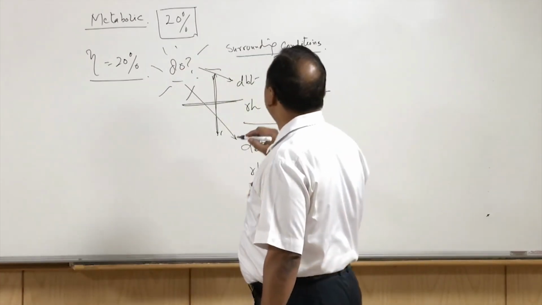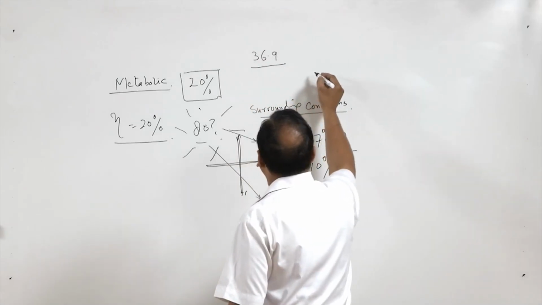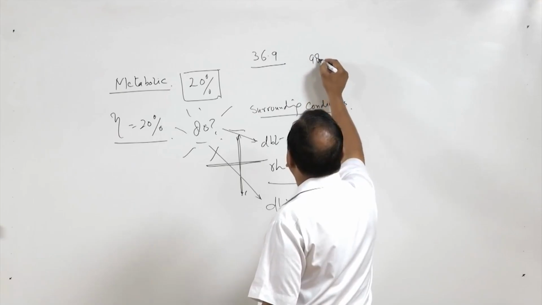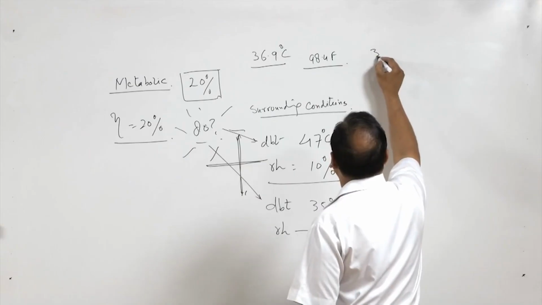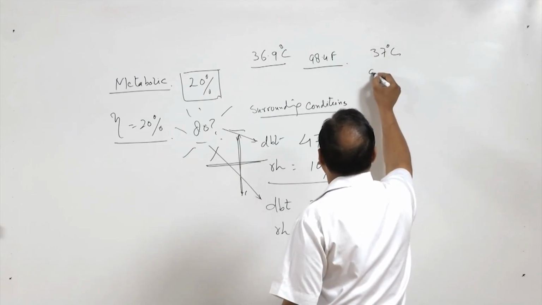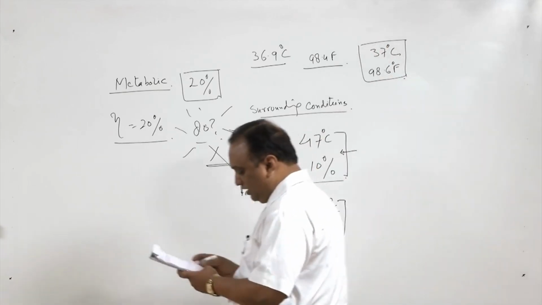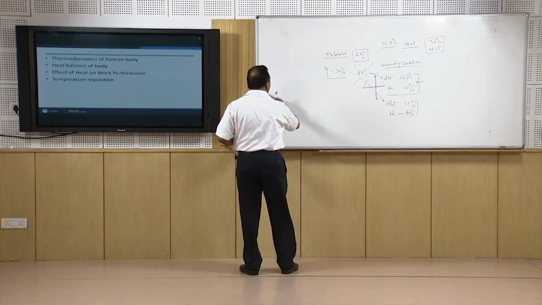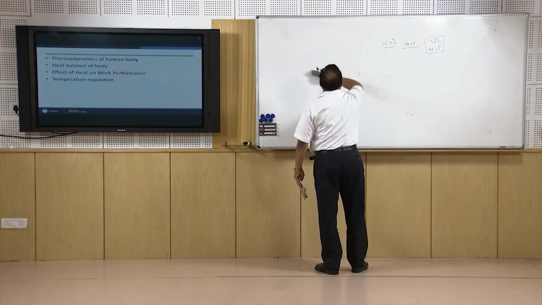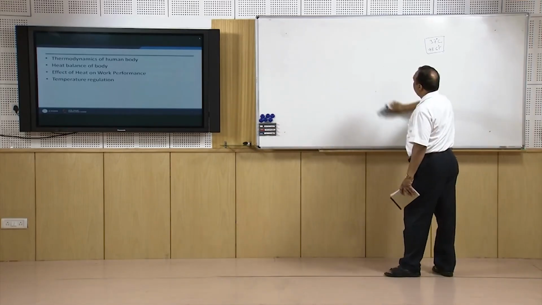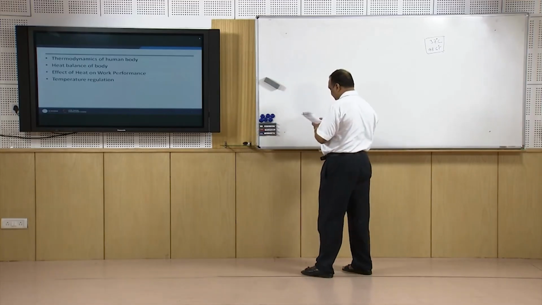Our body temperature was earlier 36.9 degrees centigrade, that is 98.4 Fahrenheit. Nowadays, it has been corrected to 37 degrees centigrade body temperature and 98.6 Fahrenheit. Our body is a homoeothermic machine, and the body temperature has to be maintained constant under all the circumstances, under all the environmental conditions.